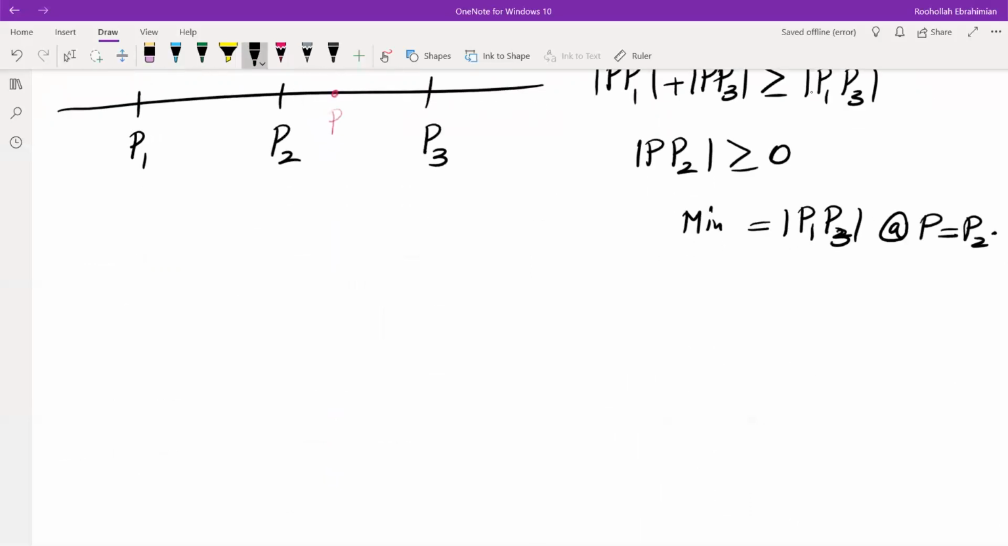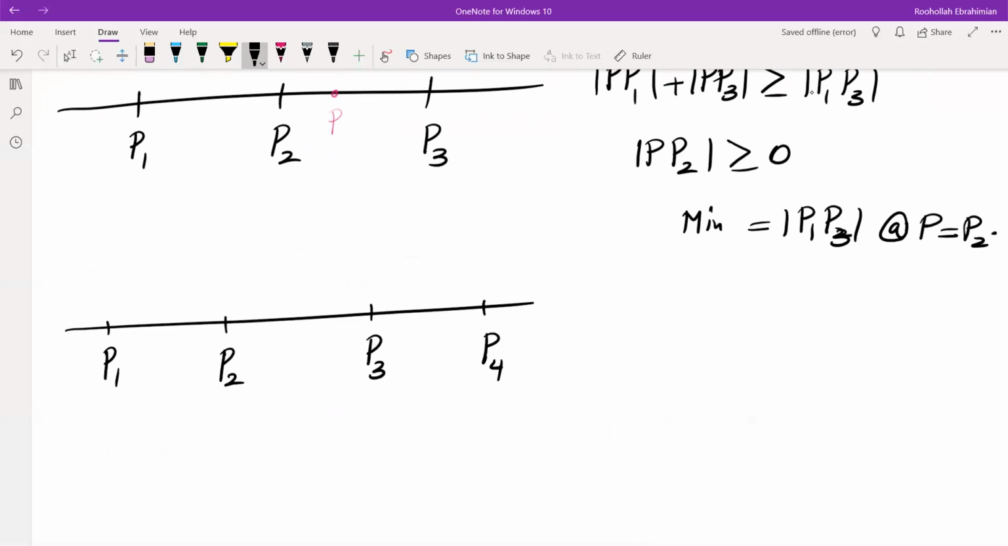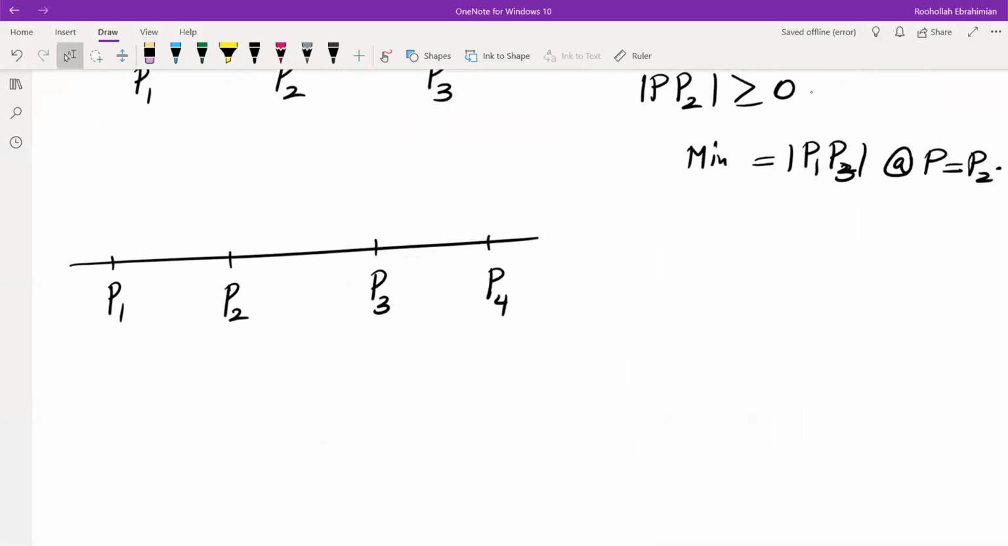So it seems like maybe it is different for odd and even numbers, if n is odd or n is even. But let's see what we get for 4 points. I'm going to think about it in the same way. I probably have to place the point in the middle to minimize the distance between P and P1 plus the distance between P and P4. That is greater than or equal to P1P4.